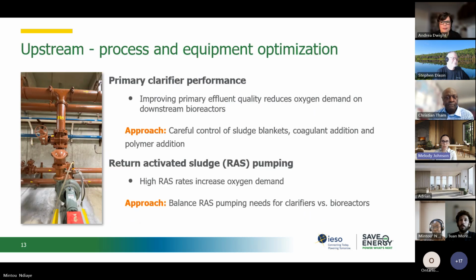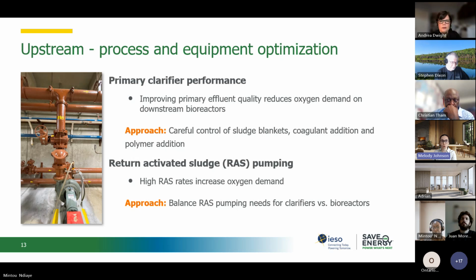All right, thanks, Andrea. So looking at upstream process equipment, this is upstream of your bioreactors. The first place, if your facility has primary clarifiers, that's a great location to look at optimizing the performance of the primary clarifiers, and the amount of organic material that you can remove through the primary clarification process can drastically reduce the organic loadings in your downstream bioreactors.